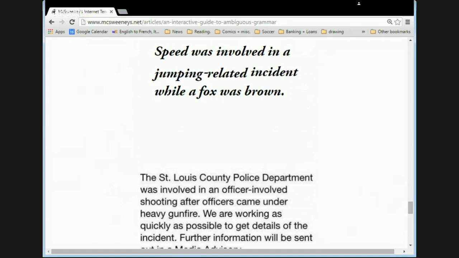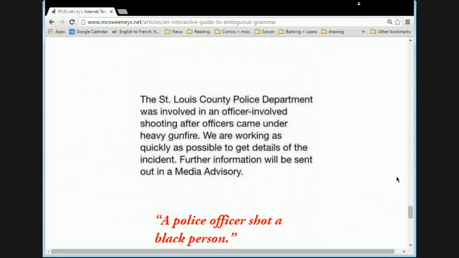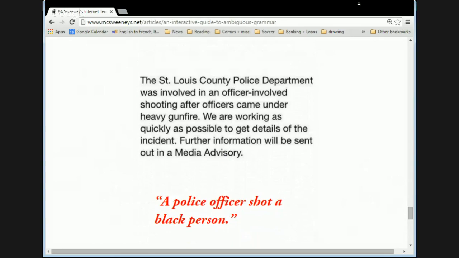So it can be used to confuse. What they're talking about is this first sentence. The St. Louis County Police Department was involved in an officer-involved shooting after officers came under heavy gunfire. It's like Speed was involved in a jumping-related incident while Fox was brown. It's like, what? Something happened. You can use it in the active voice. And yeah, that's all that happened. It's just satire, I guess. Also, try not to use the passive voice.